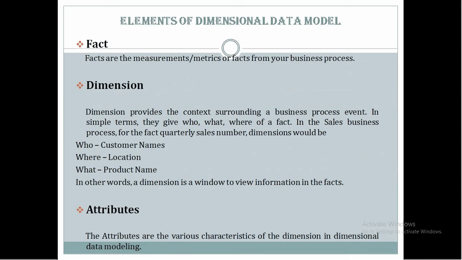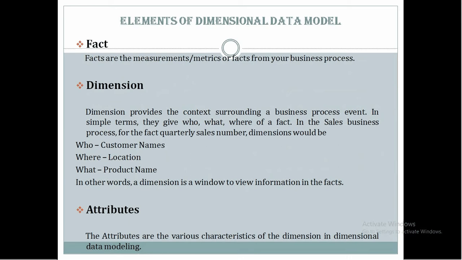These are the elements of dimensional data model. Fact. Facts are the measurements, metrics or facts from your business process. For a sales business process, a measurement would be a quarterly sales number. Dimension. Dimension provides the context surrounding a business process event. In sales business process, dimension would be who, where, what. Dimension is a window to view information in the facts. Who means customer name, where, location, what, item name or product name.